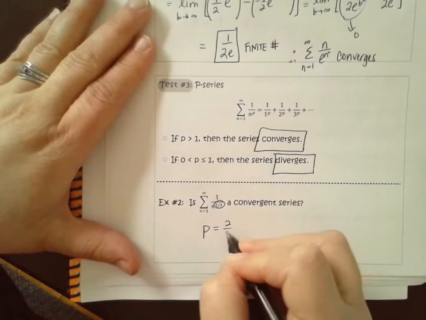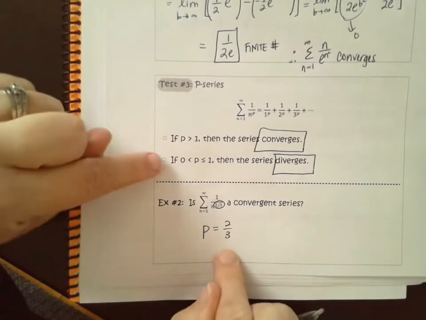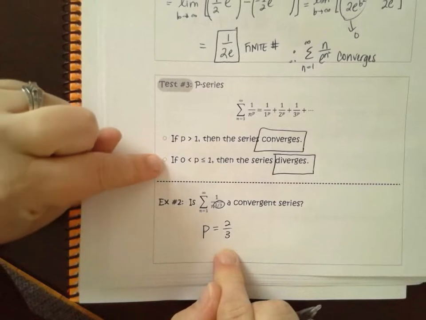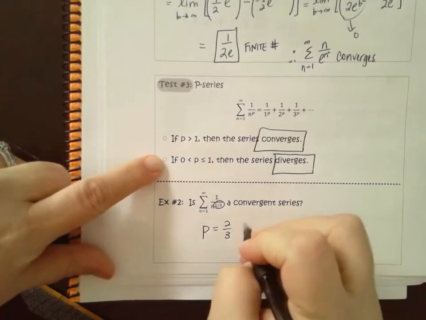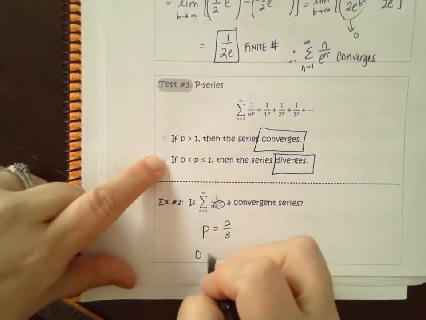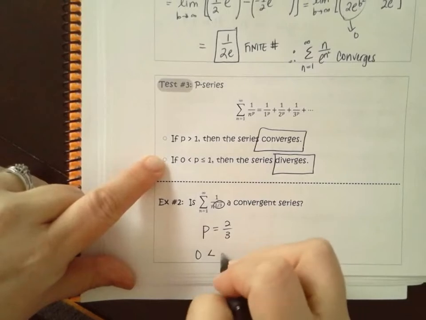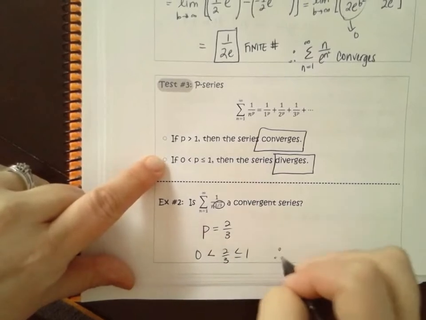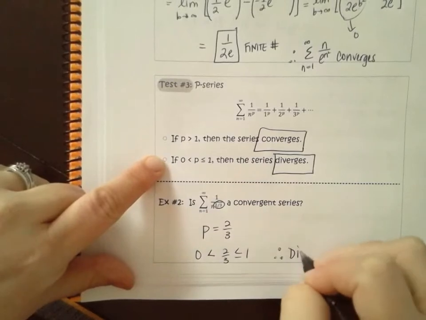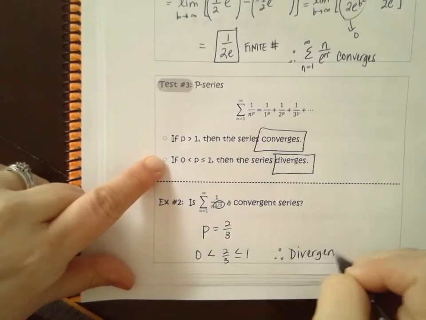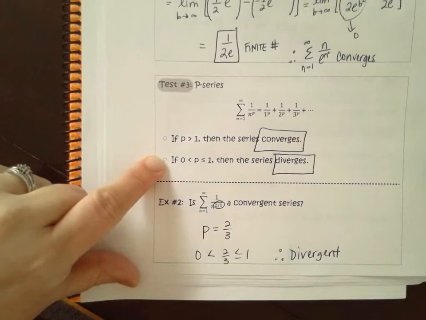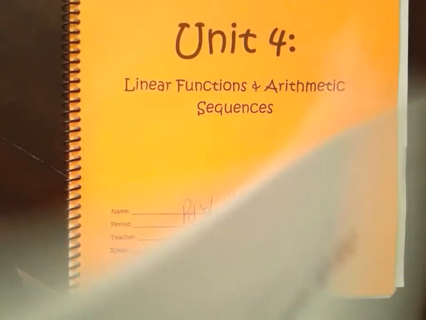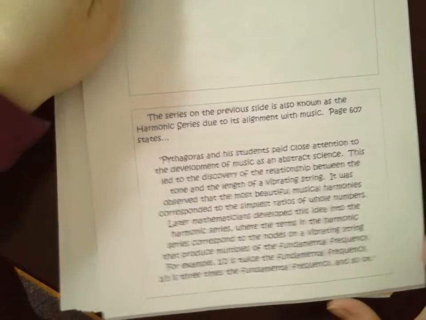P is 2/3. Which category does 2/3 fall into? Hopefully you recognize it as this one. Since it's less than or equal to 1, then I know that this is divergent. That's all I know. Okay? Done. That's as simple as these questions. Identifying and then boom, done.